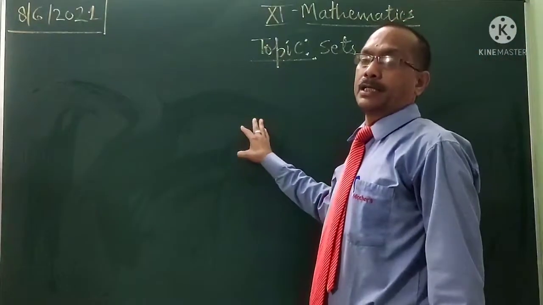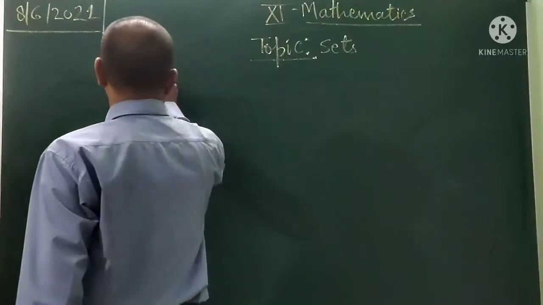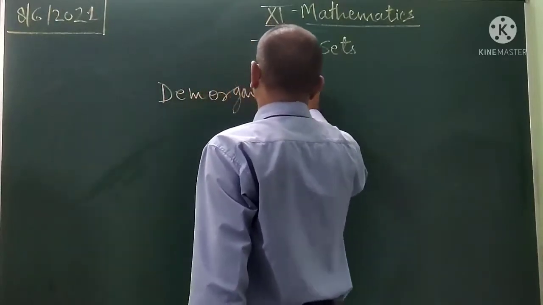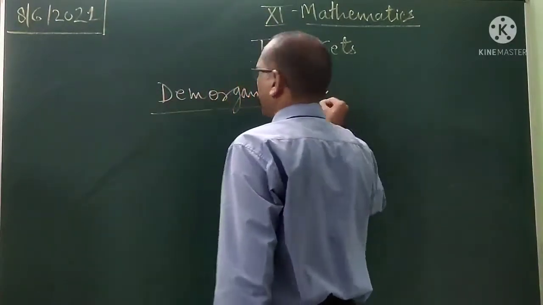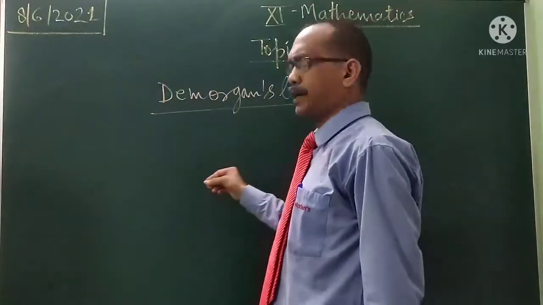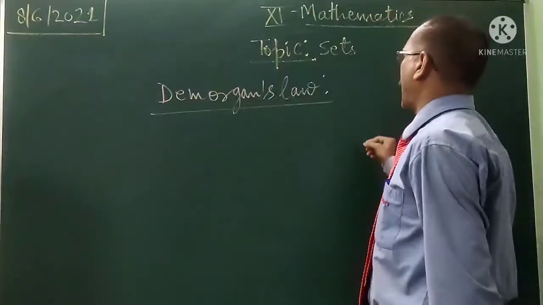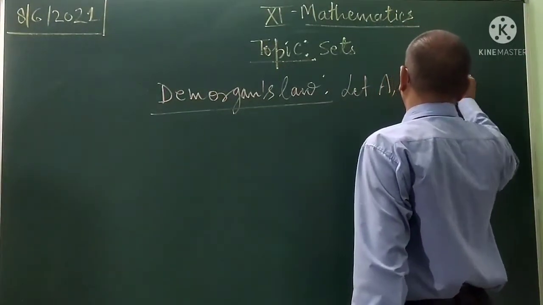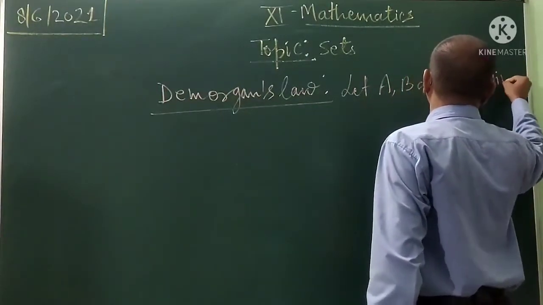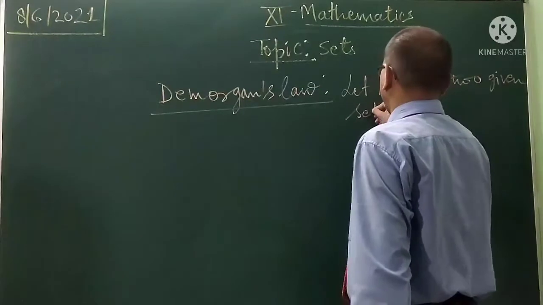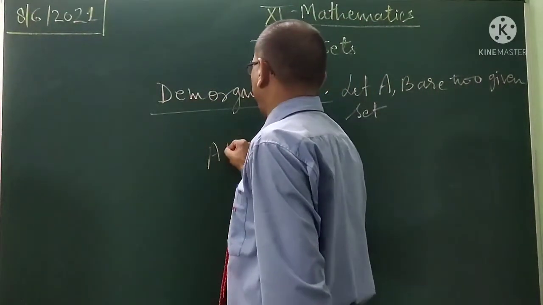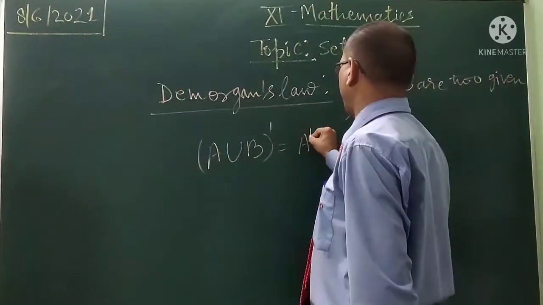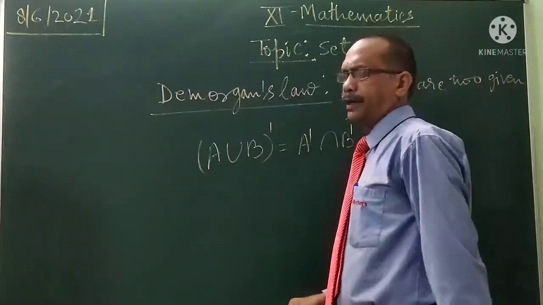Students, now there is an important law called De Morgan's law. It is related to the complement of a set. Let A and B be two given sets. Then (A union B) whole complement equals A complement intersection B complement.